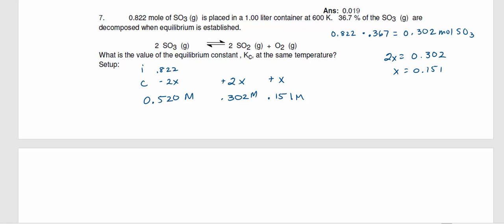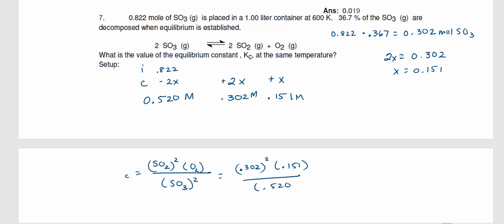So now I can put all of these things into the Kc expression, which would be SO2 squared times O2 divided by SO3 squared, and I use those equilibrium values in order to calculate the Kc. So 0.302 squared times 0.151 divided by 0.520 squared, and I get a value of 0.0506. You could also call this 5.06 times 10 to the negative 2. Either way, you're saying the same number.